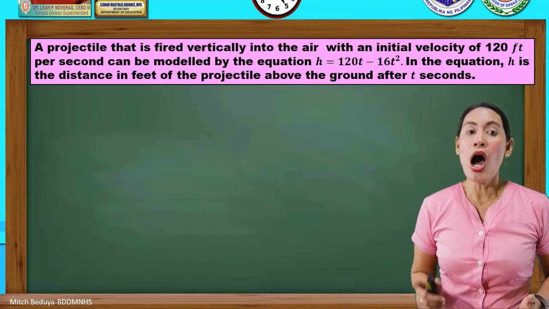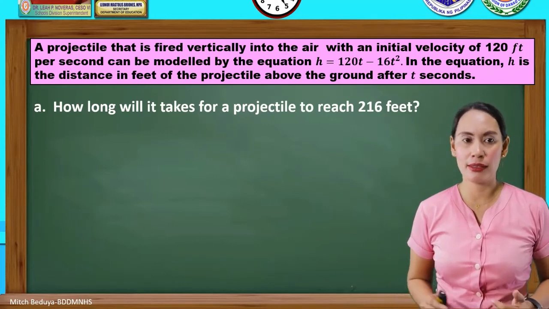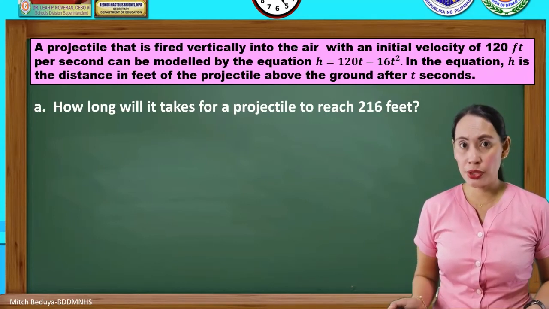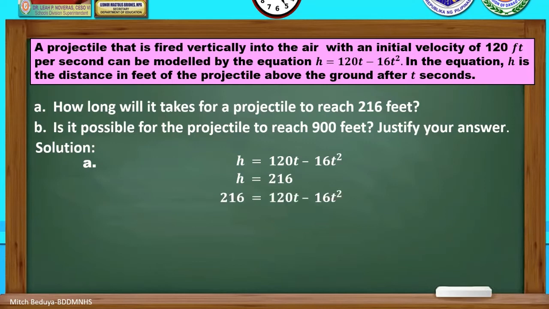Question letter A. How long will it take for the projectile to reach 216 feet? Question letter B. Is it possible for the projectile to reach 900 feet? Justify your answer. So here's the solution. Letter A. We will use the given equation, h equals 120t minus 16t squared. Since h is equal to 216, we will substitute 216 for h.